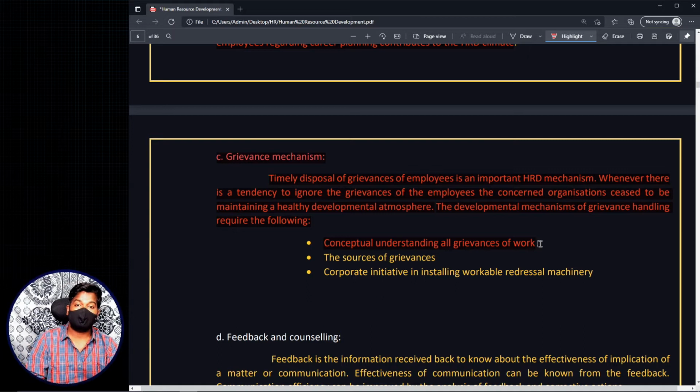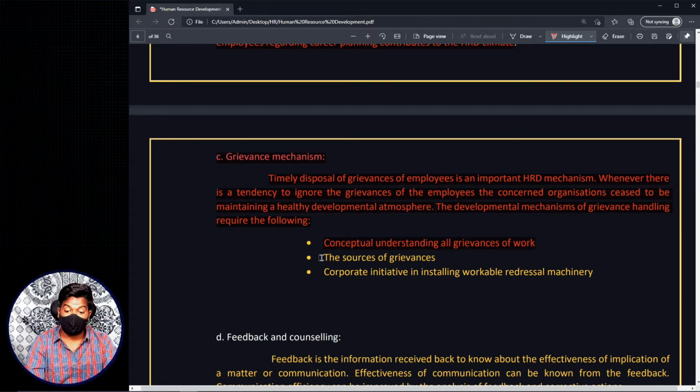That means before directly telling that okay, this is the process if you have any grievance in the organization, please follow this particular procedure, if you want to create that particular procedure, first you need to know what are the different grievances that have a chance to occur in the workplace, right? So here we are telling that if you want to create a good grievance handling mechanism, you need to have an idea of certain things. Like the first one is conceptual understanding of the grievance of the work.